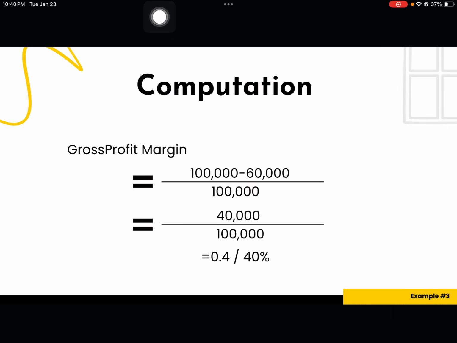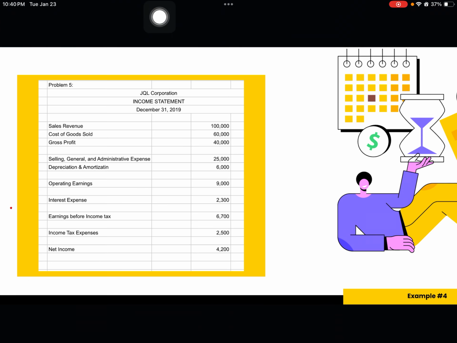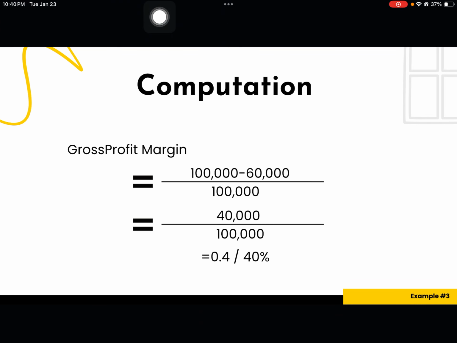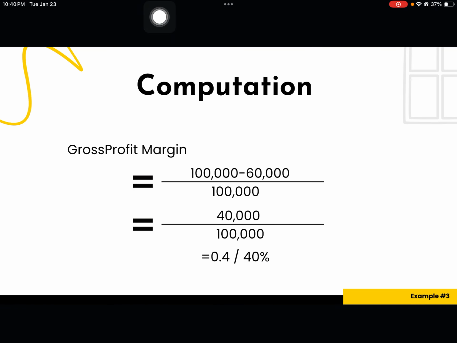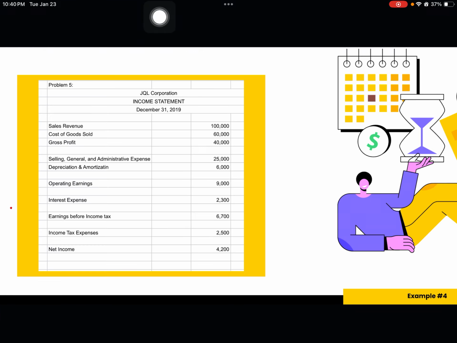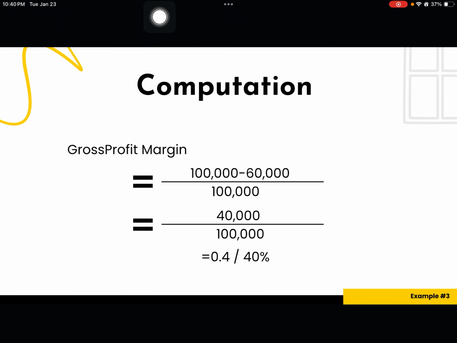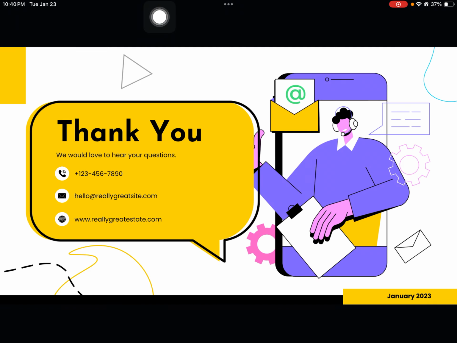Computation of gross profit margin: sales revenue minus cost of goods sold equals 40,000, divided by sales revenue, is equal to 0.4 or 40%. So that's all of my presentation.